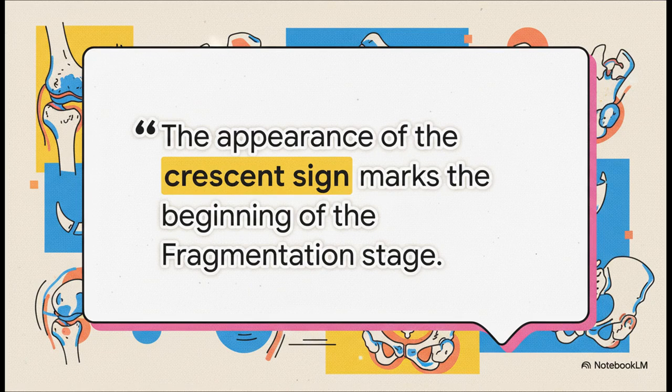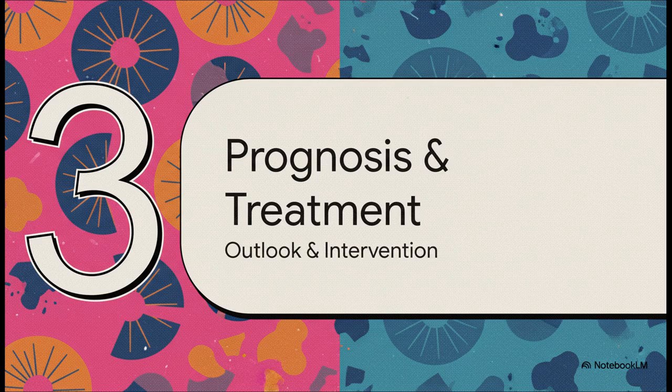Now this is a really big deal. This specific radiological sign, the crescent sign, is what you're looking for. It's essentially a subchondral fracture. You'll see this thin, dark line of lucency just under the articular cartilage on an X-ray. Seeing this is the hallmark that tells you the dead bone has lost its strength, and we are officially entering that critical fragmentation stage.